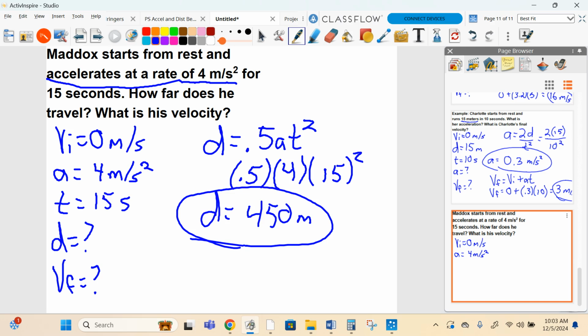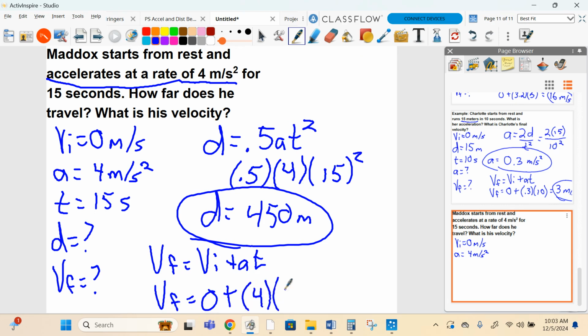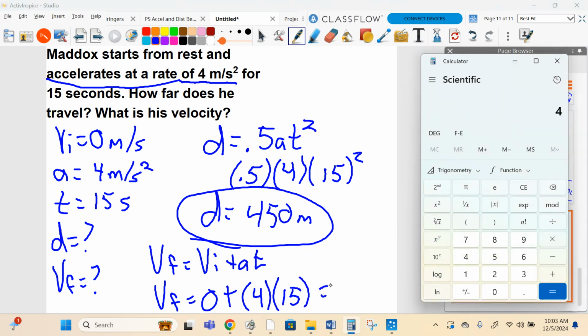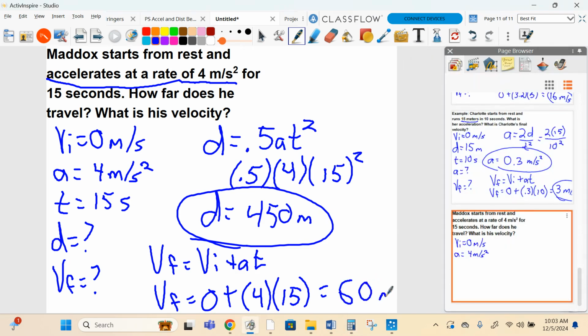Solving for the final velocity. I didn't have to solve for A. All of this just happens to be over here in my data table. VI is 0 is our initial velocity. Our acceleration is 4, and our time is 15. When I take 4 times 15, that's going to give me a total of 60 meters per second. And that's how we end up going through and solving our examples.